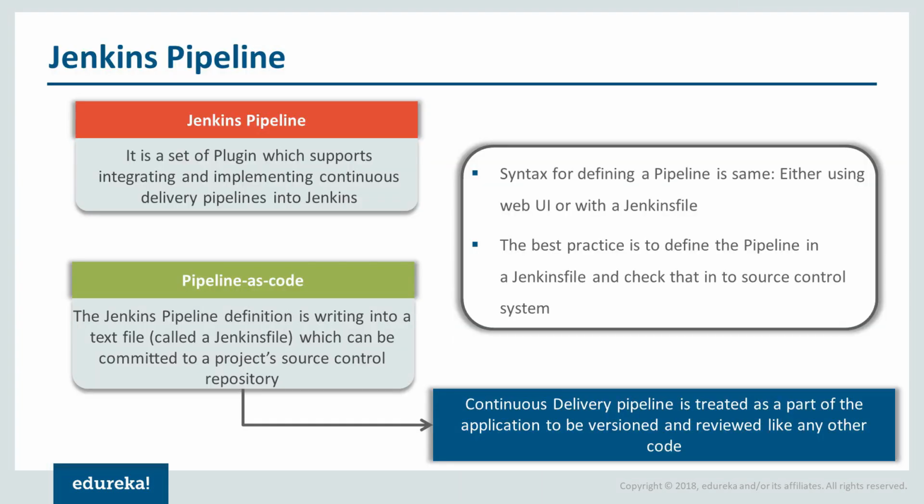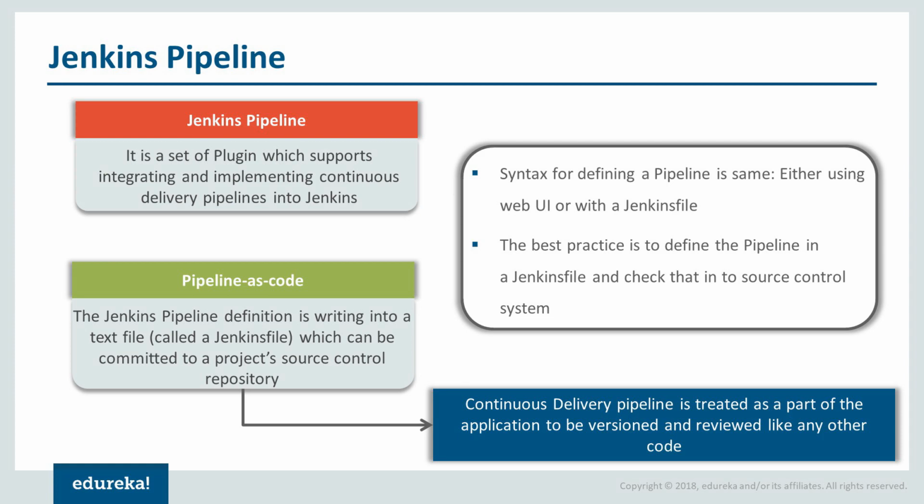Jenkins Pipeline is a set of plugins which supports integrating and implementing continuous delivery pipelines into Jenkins. We typically use something called a Jenkinsfile, which is where you actually write your script. Again, you have two different ways of writing the script: you can write Groovy scripts, or you can write in the form of a DSL. The Jenkins pipeline definition is written into a text file, which we call a Jenkinsfile, and it can be committed to a project's source code repository. You can put that along with your source code, and then you just need to select Jenkins pipeline as a job.